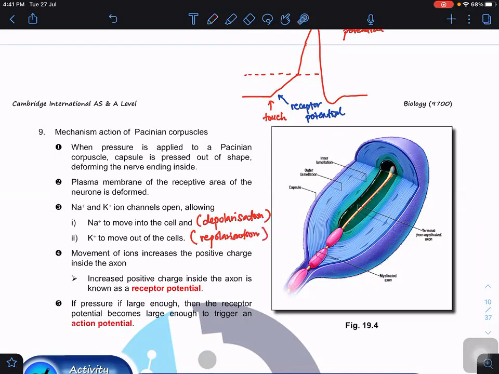So the movement of ions increases the positive charge inside the axons, right? When the sodium ions move inside, the positive charge increases. Therefore, the increase in the positive charge is termed the receptor potential, which we talked about just now. If the pressure is large enough to reach the threshold value, then it can trigger the action potential to be generated. So this is the easier understanding of the Pacinian corpuscle.